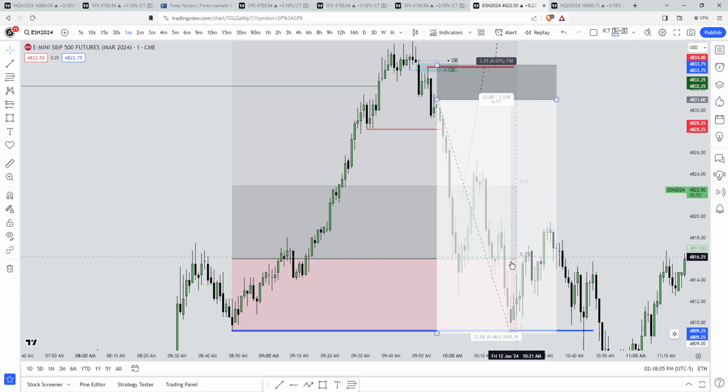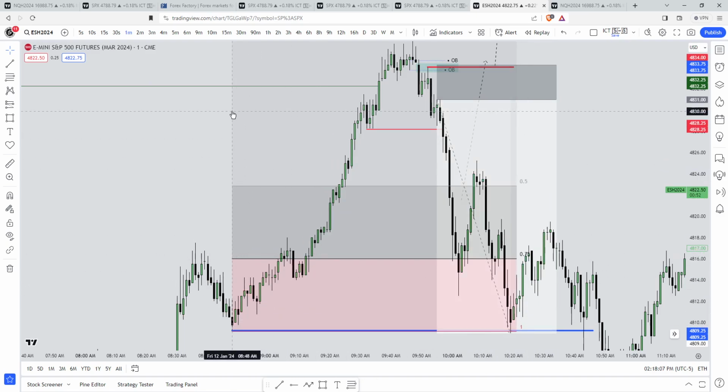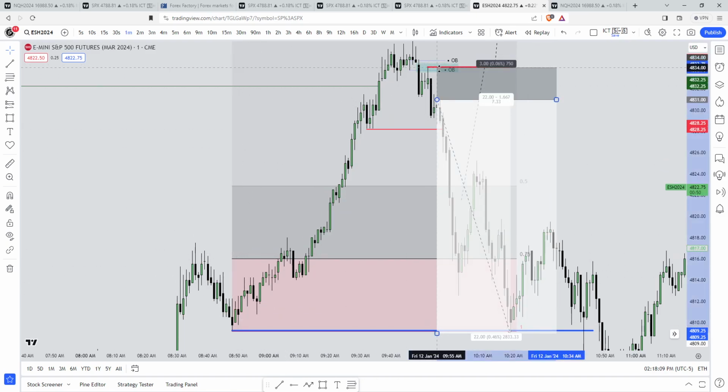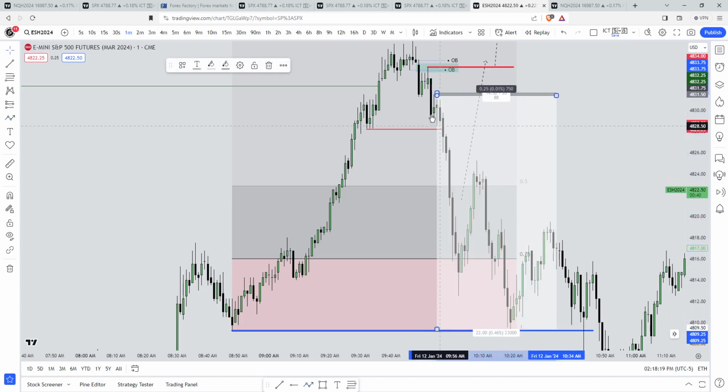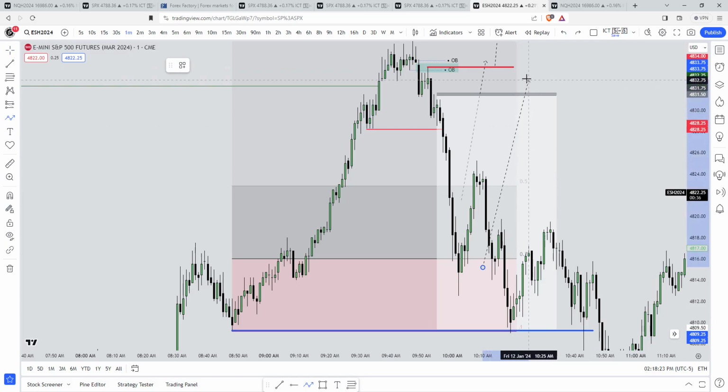Once it reaches that 75% mark towards that draw on liquidity, this is an area where I could either keep my stop where it is or potentially trail my stop to break even, because if it reaches 75% towards my draw on liquidity, I don't want to see it run all the way back up. Oops. I don't want to see it run all the way back up to my entry.